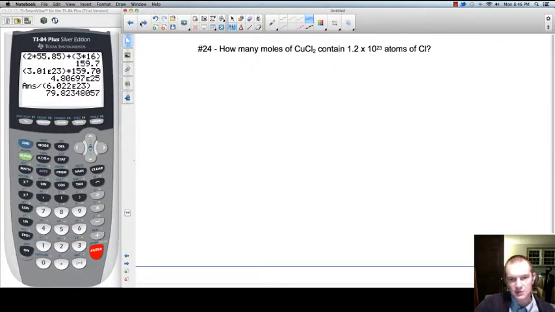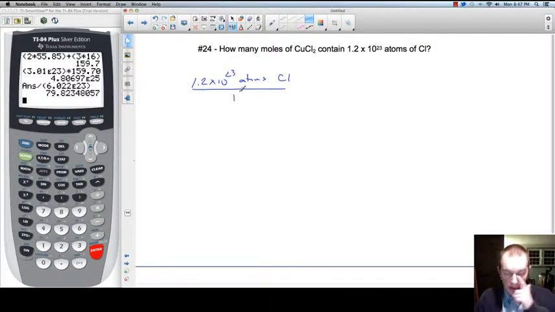All right, one last one to talk about today. I know this has been a lot. We're going to take 1.2 times 10 to the 23rd atoms of Cl and convert it to moles of CuCl2. So we've got a lot going on right here. The nice thing about this is we don't need to be dealing with masses. What we do know is that we have 1.2 times 10 to the 23rd atoms of Cl. We'll put that over 1.